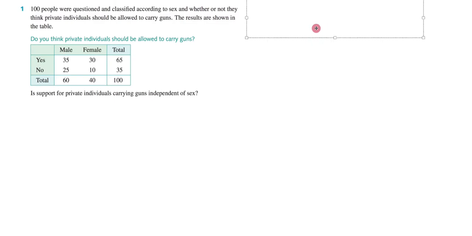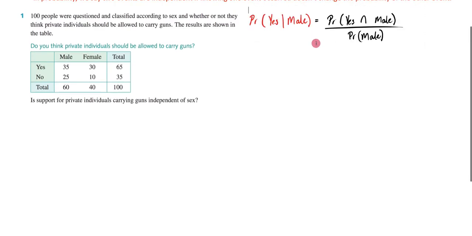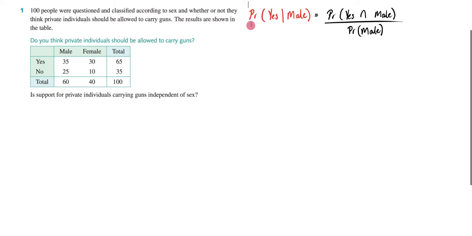So here is a statement concerning conditional probability. The probability of an individual saying yes, given they are male, is going to be equal to the probability of yes intersection male divided by the probability of male. This formula right here is what we learned in the last exercise. So if you're having any trouble with it, please refer back to that.